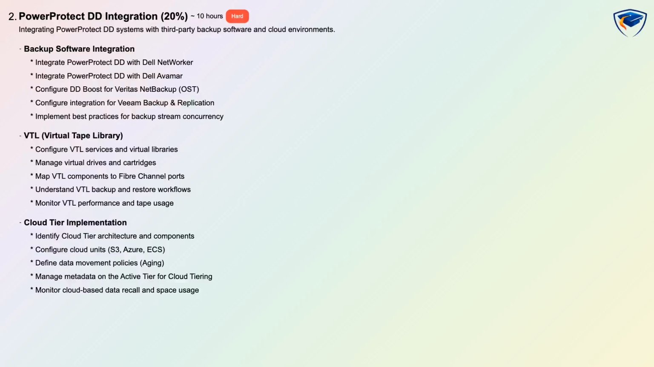With attention to best practices for backup stream concurrency, you will configure VTL services, manage virtual drives and map virtual cartridges to fiber channel, and implement cloud tier by identifying S3, Azure, and ECS cloud units, defining data movement policies, and managing metadata and recall behavior.